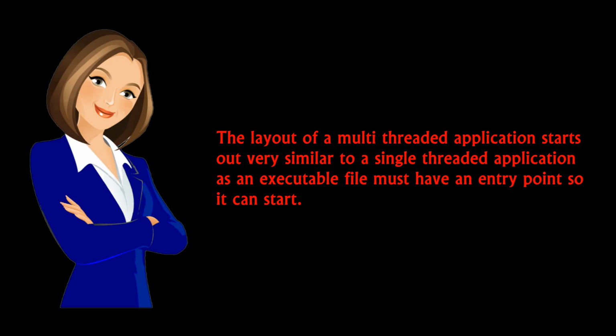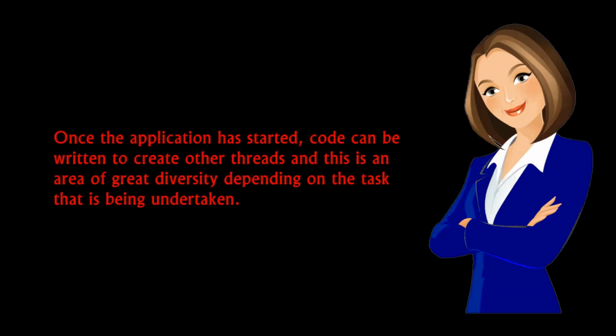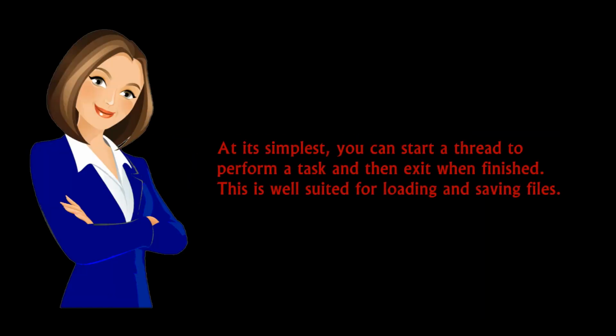The layout of a multi-threaded application starts out very similar to a single-threaded application, as an executable file must have an entry point so it can start. Once the application has started, code can be written to create other threads, and this is an area of great diversity depending on the task that is being undertaken. At its simplest, you can start a thread to perform a task, and then exit when finished. This is well suited for loading and saving files.